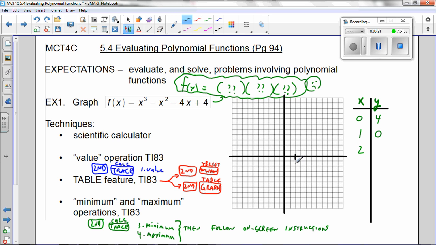Use a bit of a scale here. There's 1, 2, 3, -1 over here, and so on. 0, 4. I don't know how high these are going to go, so maybe I'm going to make this before and have my first dot right there. Okay, and then this one's right here, and that's all I got so far, right?